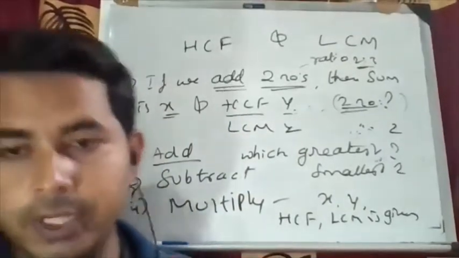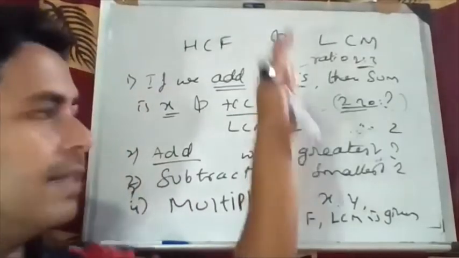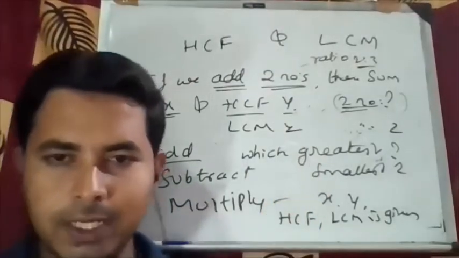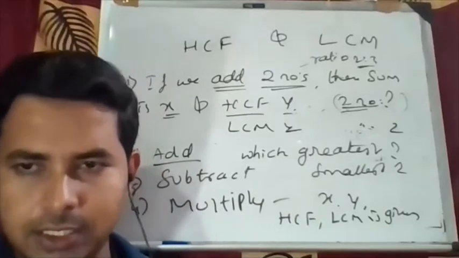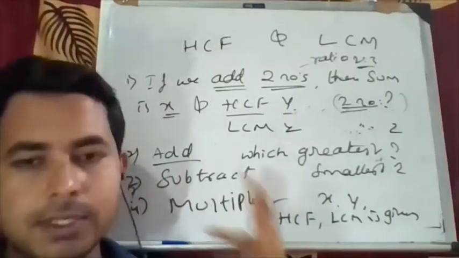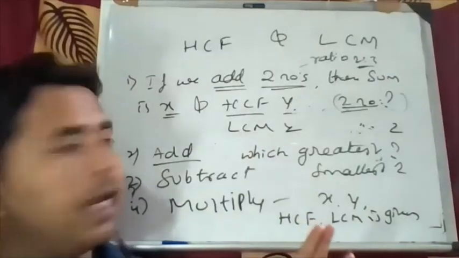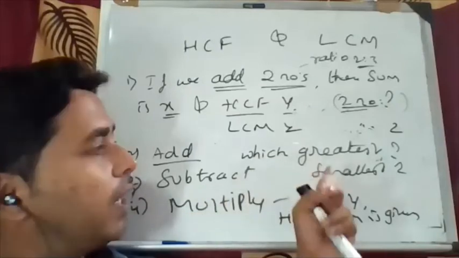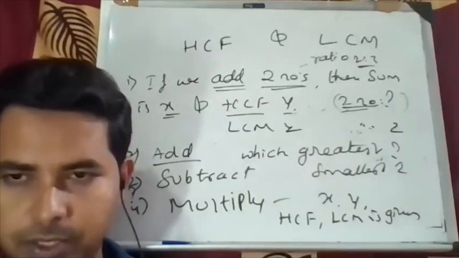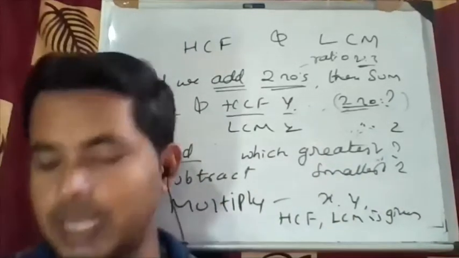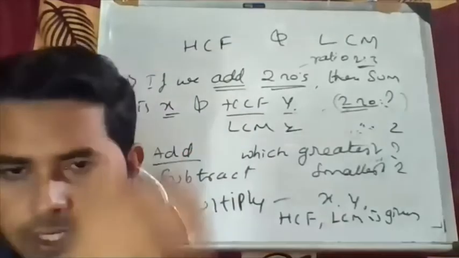So in today's class we'll see this set of problems. One is if two numbers are in addition, one more is if two numbers are in subtraction, one more is if two numbers are in ratio, and one more thing is how to find the greater number or the smallest number. So these are a set of 5 different types of questions.